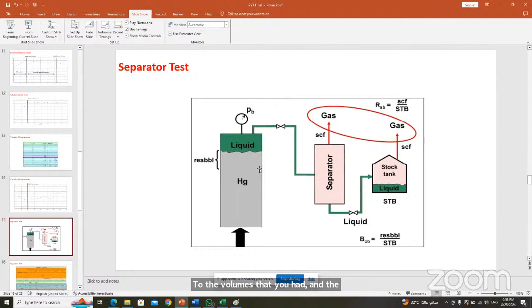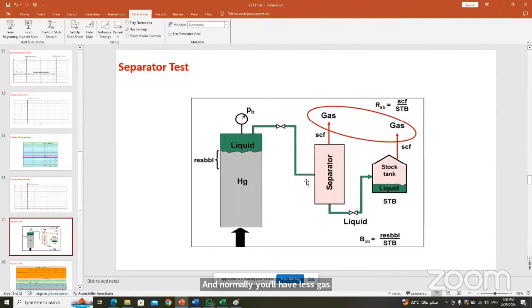So now, let's discuss two scenarios. The first scenario is that you have a separator that's very efficient, so it's going to separate a lot. When it does the separation, a lot of the intermediate components will go to the oil, so you will have a lighter oil and a larger oil volume, and normally you will have less gas.